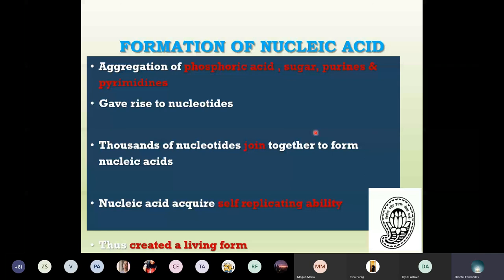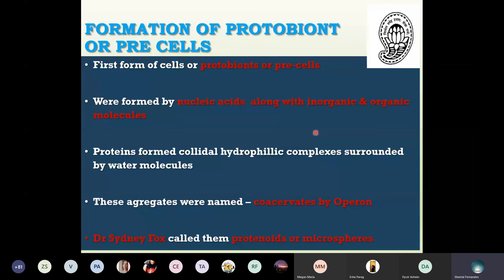We have all seen in the first lecture attributes of living organisms. The ability to reproduce, the ability to produce something of its own kind is a characteristic feature of a living form. To kuch agar replicate kar raha hai, to obviously wo living hai. First form of cells which could now reproduce, and reproduce hi nahi, which could again grow further. They were the first form of cells called as the protobionts or the precells.